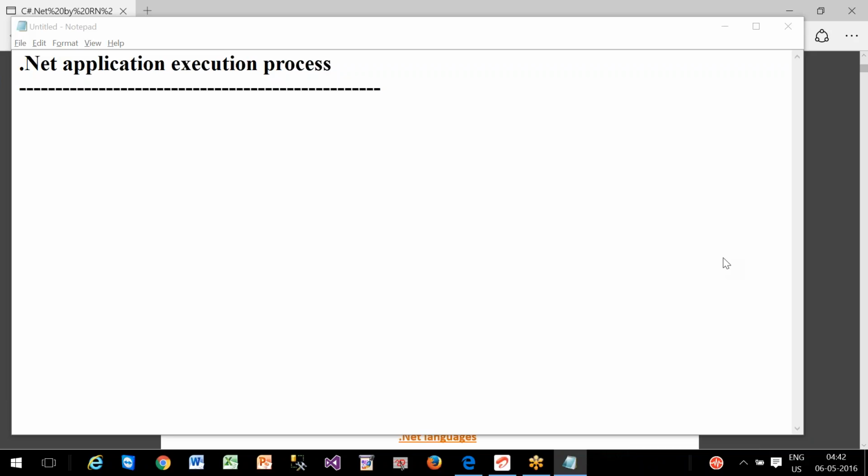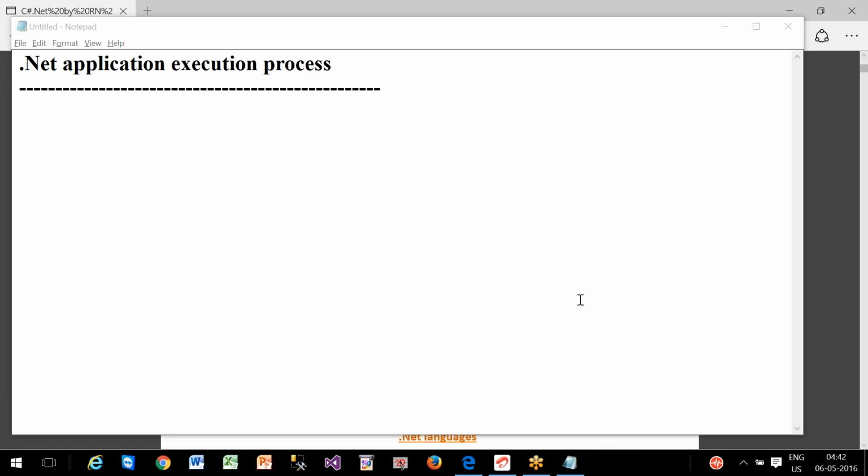It is converting the high-level language codes into MSIL. Here high-level language code means which code? C# code, VB.NET code. Okay, right. So C# code and VB.NET code.